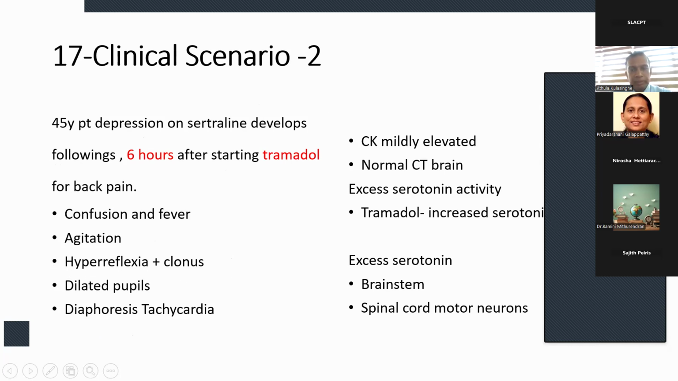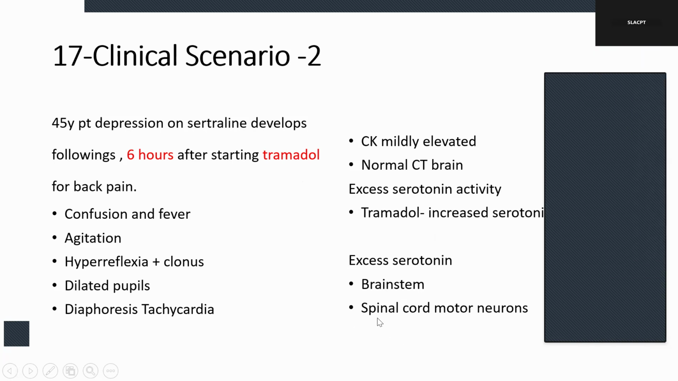So what has happened here? Tramadol is the culprit. The combination of tramadol and sertraline may increase the serotonergic activity, so excessive serotonin will accumulate in the brainstem and spinal cord neurons.